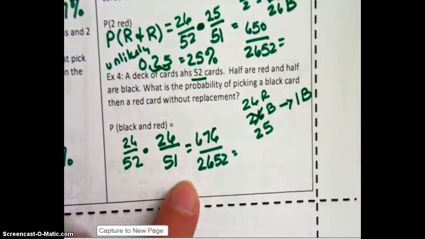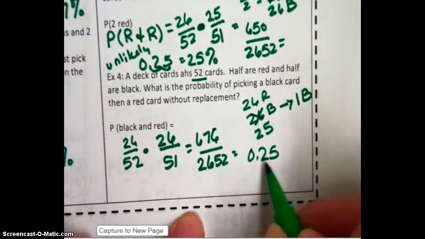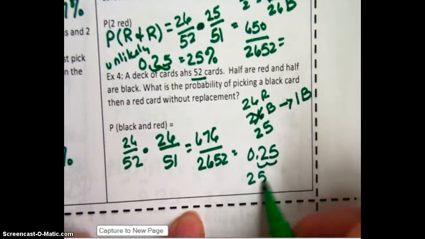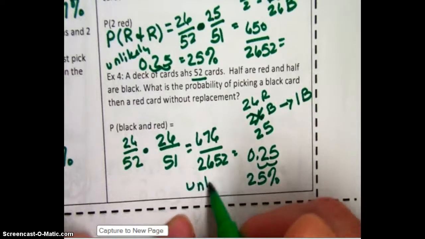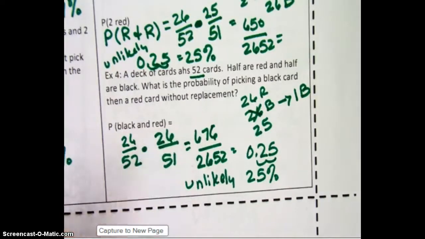Is 2,652. So we're going to divide that. 676 divided by 2652, and that gives us 0.25. And so we're going to move that decimal over, and you also have a 25% chance here, which is unlikely, of pulling out a black and then a red.